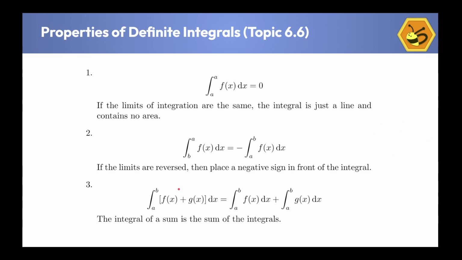Then we're going to have some properties of definite integrals that we can use. First of all, if the limits of integration are the same, then it contains no area, which is 0. When the limits are reversed, then we need to place a negative sign in front. The integral of a sum is the sum of integrals, so we almost have the sum and difference rule almost everywhere. It is in limits, derivatives, and also integrals.